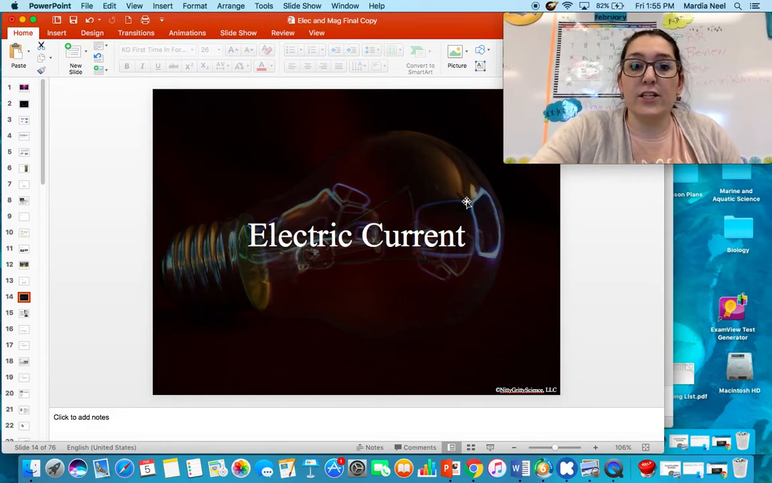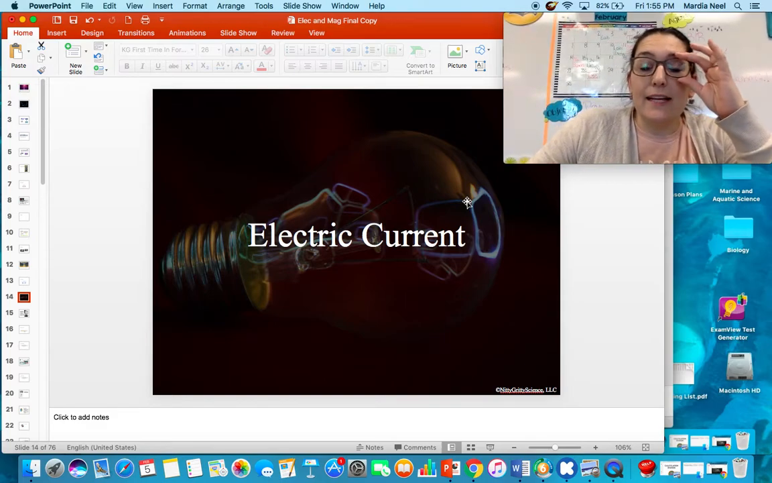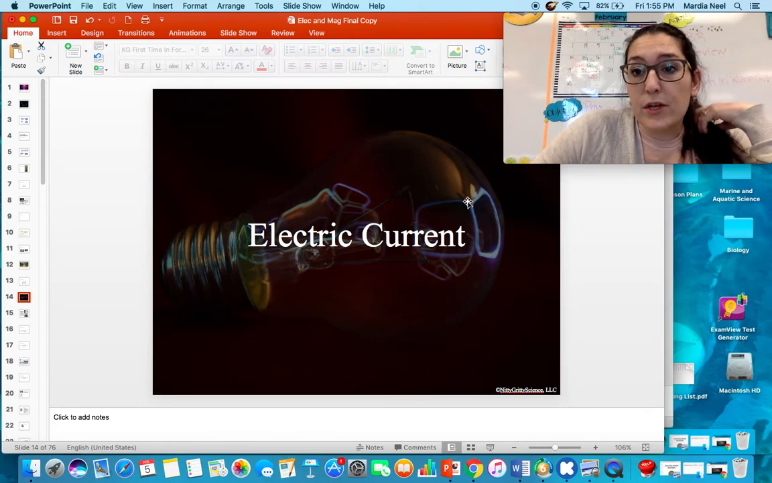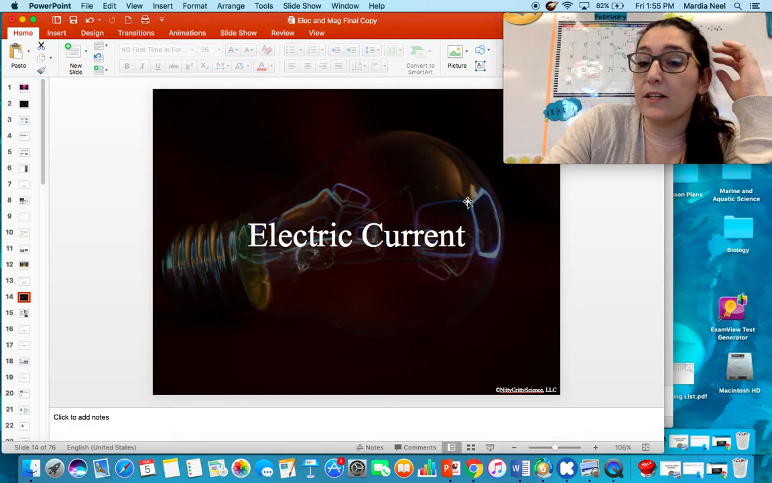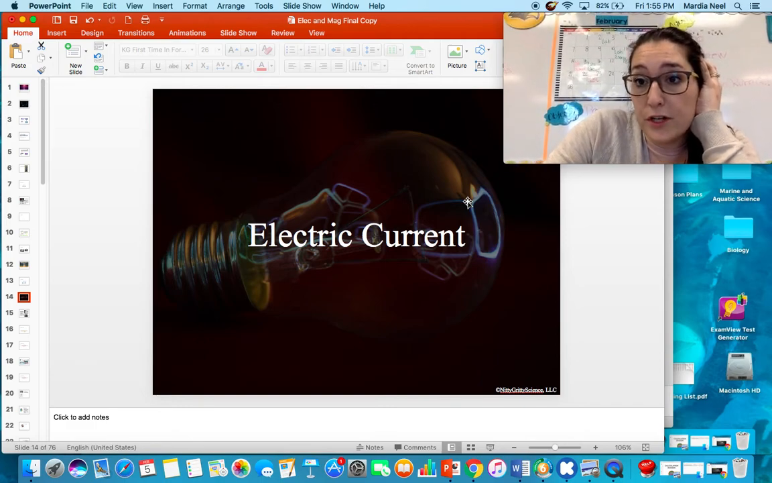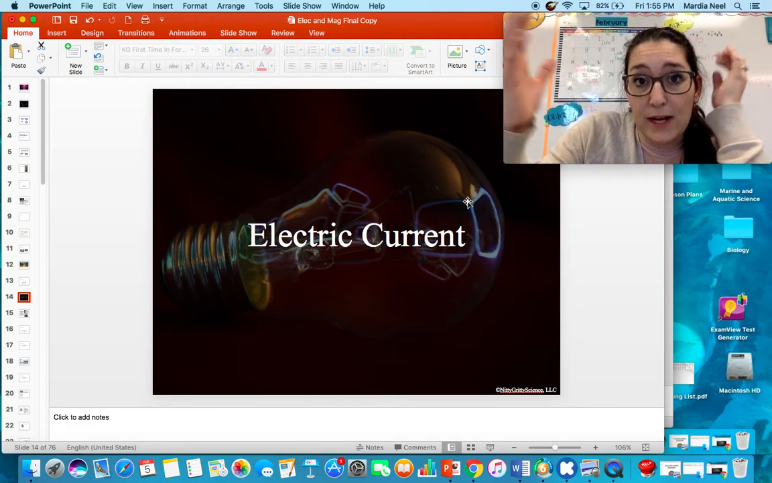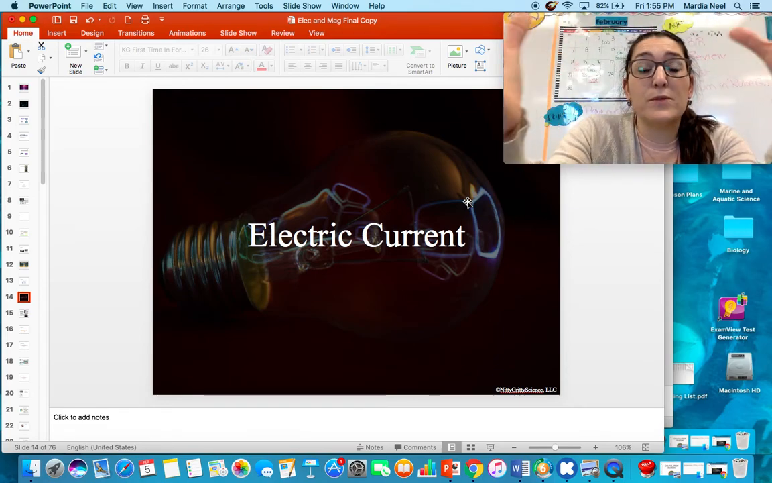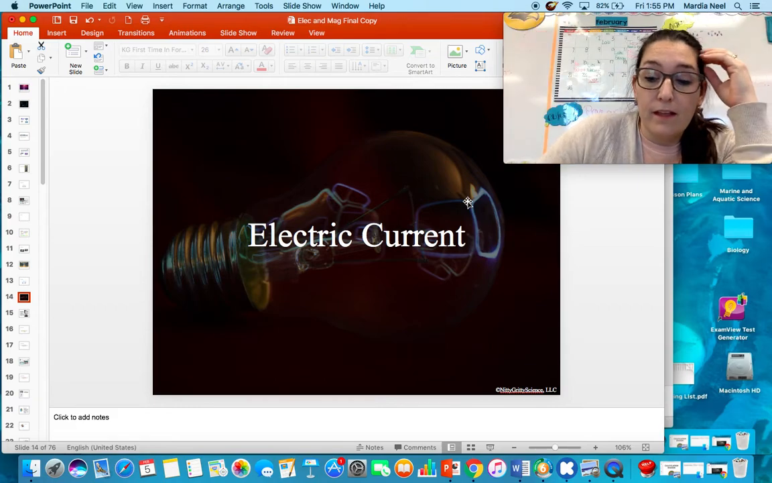Okay, so today we are going to talk about electric currents and how electricity moves through wires and how those charges move around. So we have said already that electricity and electric charges are the attractions of protons and electrons to each other. Those positive and negative charges are attracted to each other, and that's what's creating that energy.